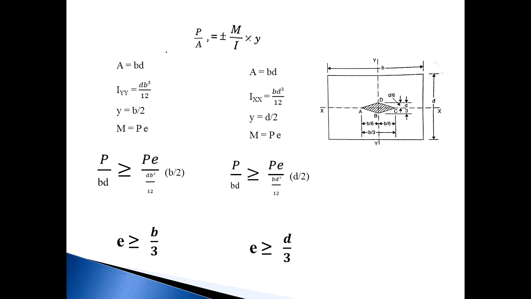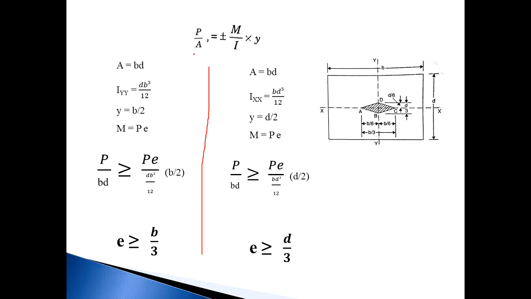First consider load acting on the x-axis. If the load is acting on the x-axis, then bending occurs with respect to the y-axis. So we need to consider IYY, and IYY for a rectangular section is D B cube by 12. Area of the section is B into D, and Y is equal to B by 2. Then M is equal to P into E.